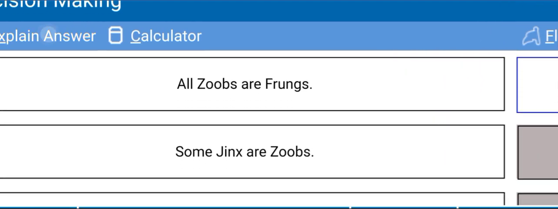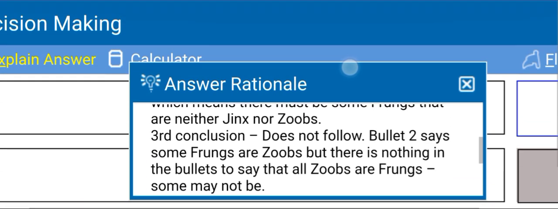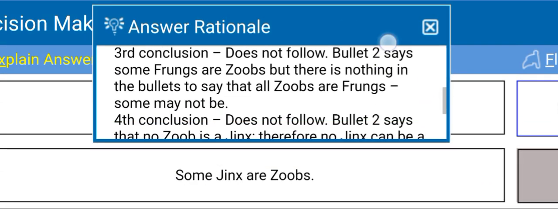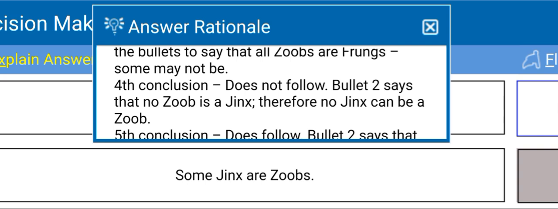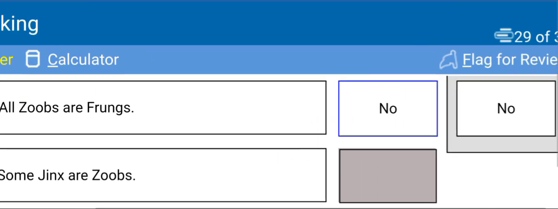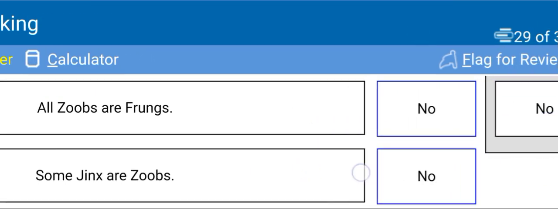Fourth conclusion, which says some jinks are zoobs. It does not follow, as bullet 2 says that no zoob is a jink. Therefore, no jink can be a zoob. So this one does not follow, and that's why again we will drop a no in front of this conclusion.